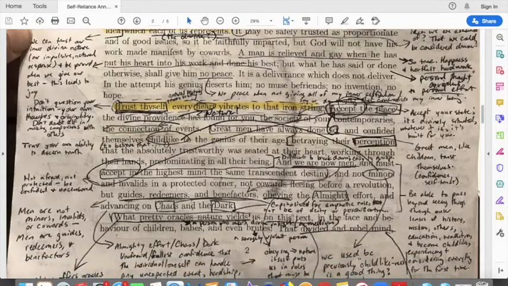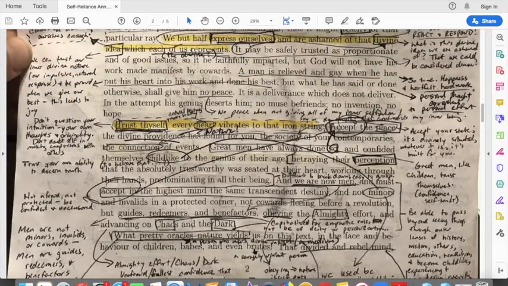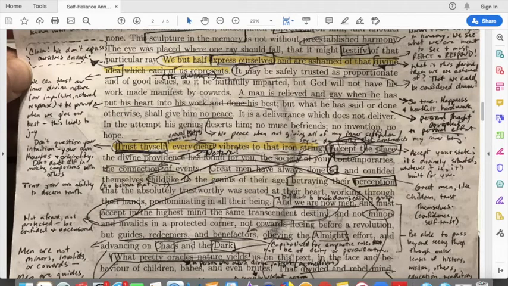All right, so I've analyzed the claim. I've located the claim. And if I am right in locating that claim based on all of the notes that I've taken so far, and I've thought through what each paragraph means, I've thought through some of my applications. Here I made an application. "A man is relieved and gay when he has put his heart into his work and done his best." I said, so true. Happiness and heartfelt hard work. That's true, isn't it? Personal thought. This is his personal thought.